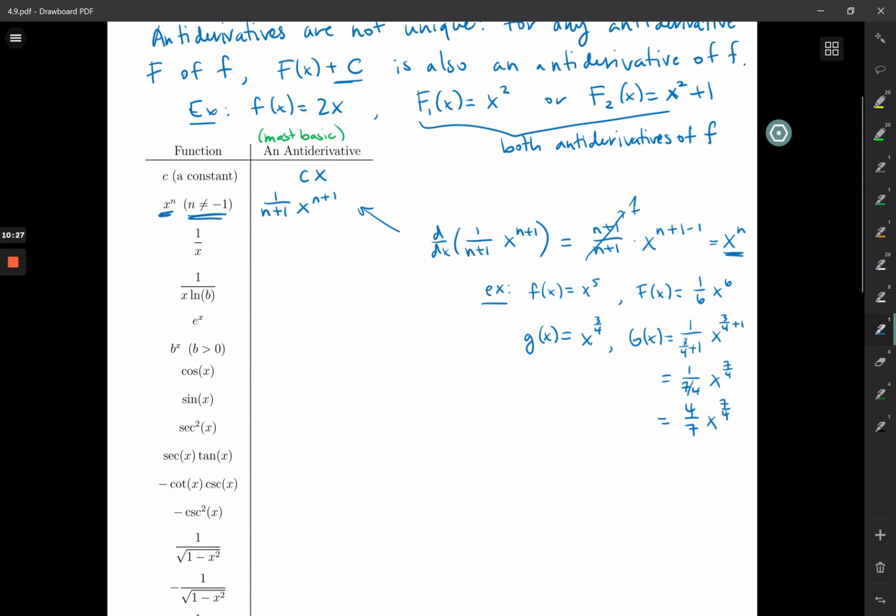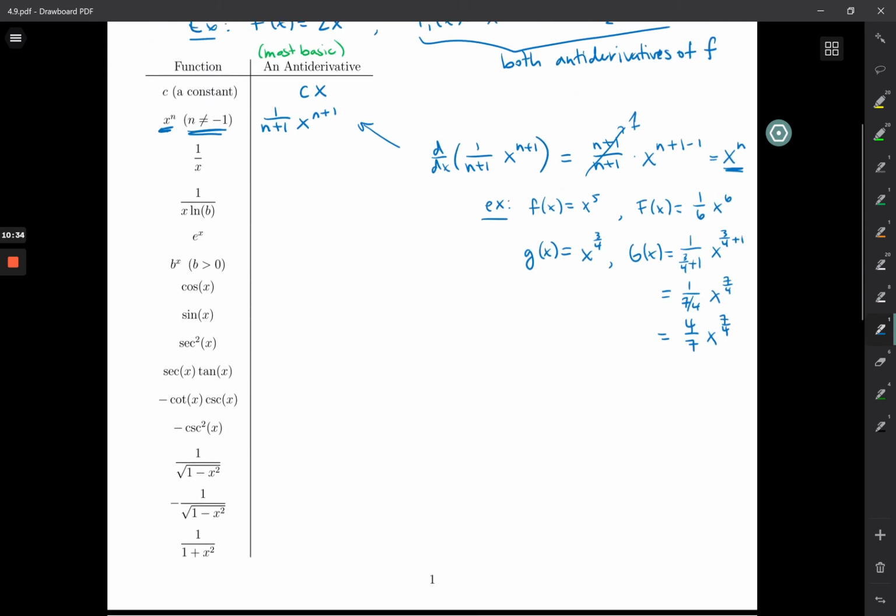Now, for fractional powers, it's a little bit easier. You can go through this process, and it's not a wrong way to do it, but it's a little bit easier and faster to think of it as follows. For fractional powers, you first add 1 to the exponent, and then you'll get a fraction, right? Then you multiply by the reciprocal of that power.